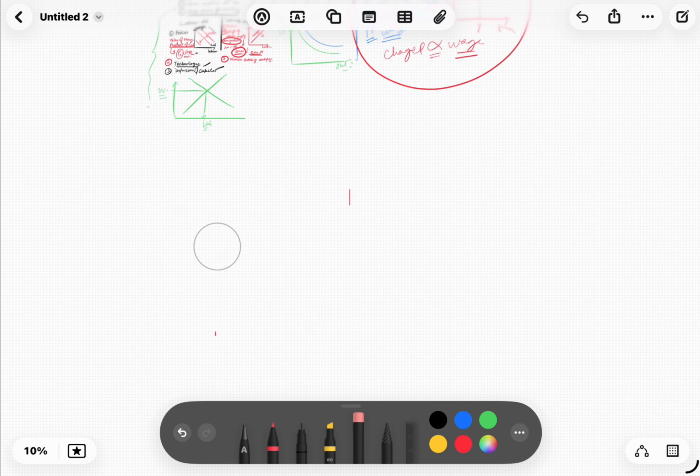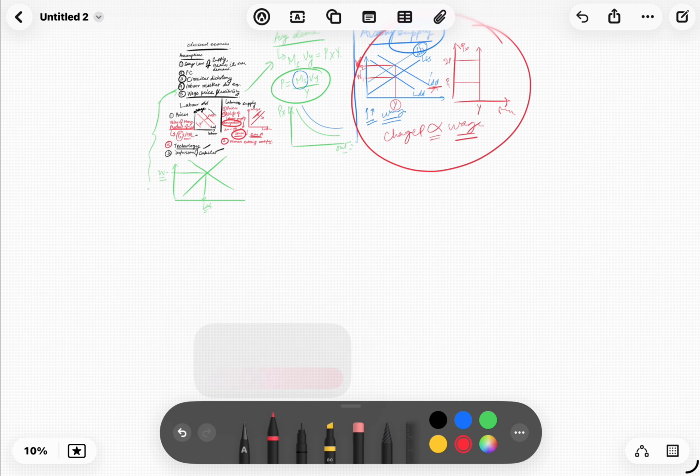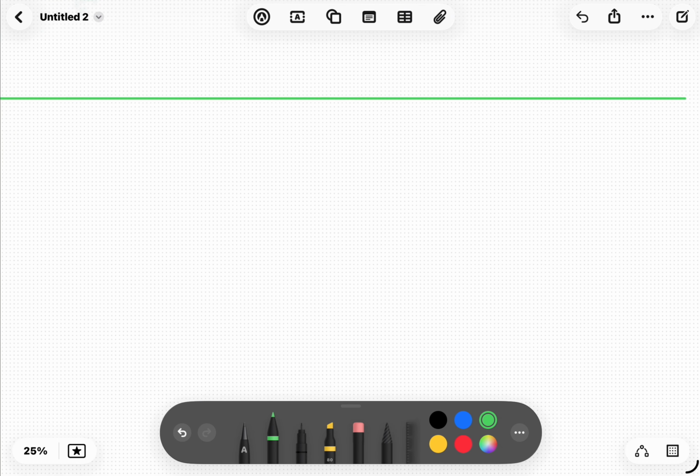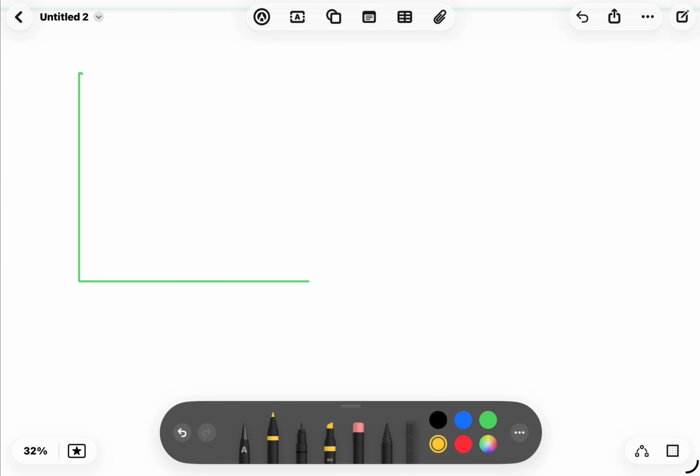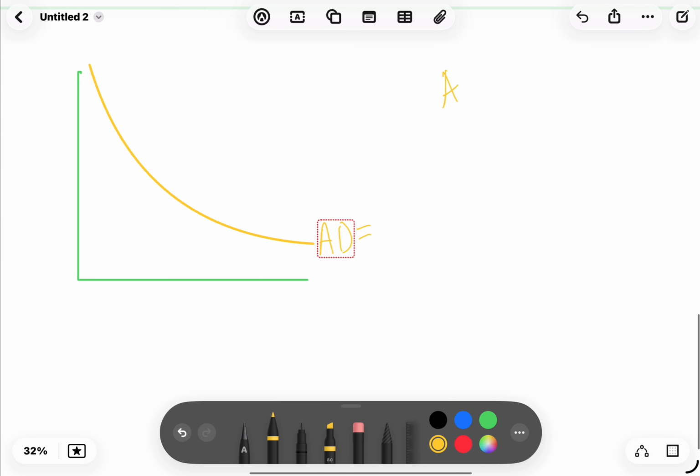Alright, this is the Px and this is the output. Now, having said all of this, let's just analyze what the monetary impact is going to be. Okay, if we introduce any monetary policy change in the economy, how is it going to affect us? So let's say that the money supply is increased.